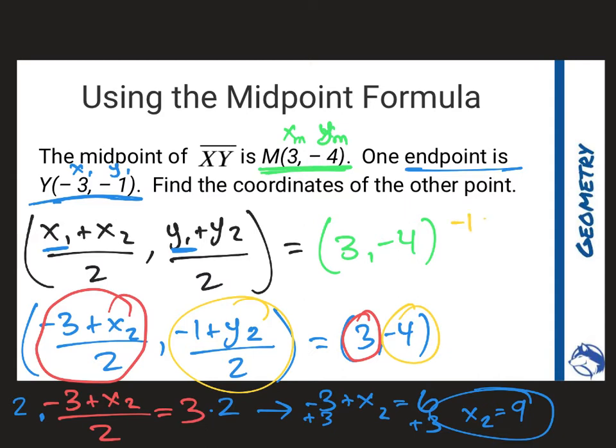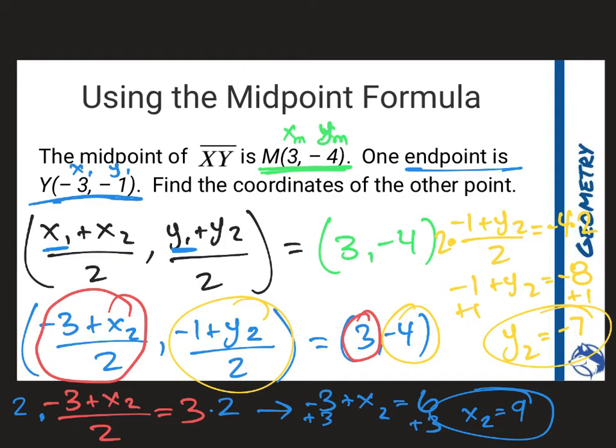So I've got negative 1 plus y2 over 2 is equal to negative 4. I do the same thing, multiply by 2. And so I get negative 1 plus y2 is equal to a negative 8. I add 1 to both sides, and I get y2 is equal to a negative 7.